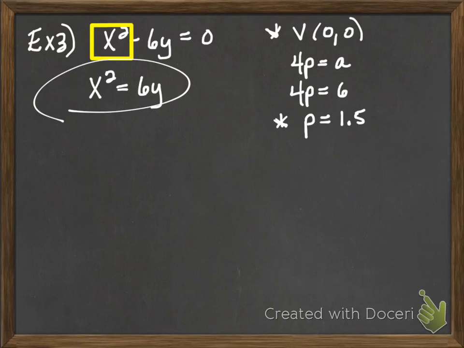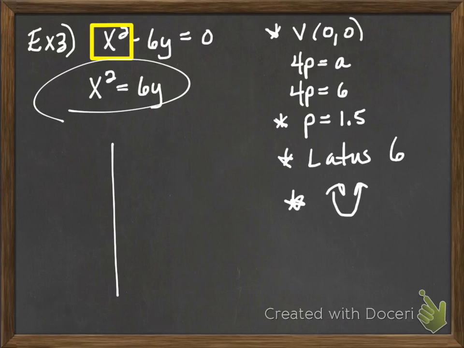How long is the latus rectum? 6 units. And which direction will this parabola be going in? Up. How'd she answer that so quick? Okay, because y is not squared. Everybody can think of that differently. The variable that's not squared tells you whether you're going up or down, left or right. So the y is not squared, so you're going up or down, and the a is positive, so you're going up. All right, so let's sketch this one in.